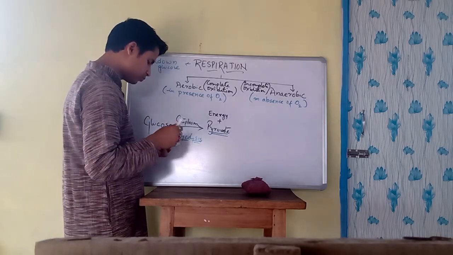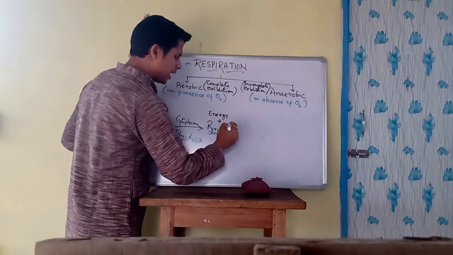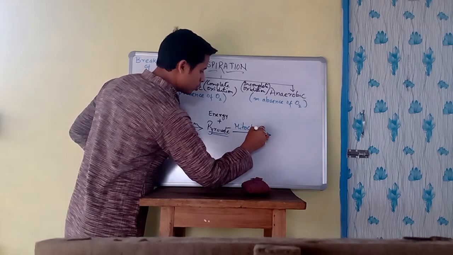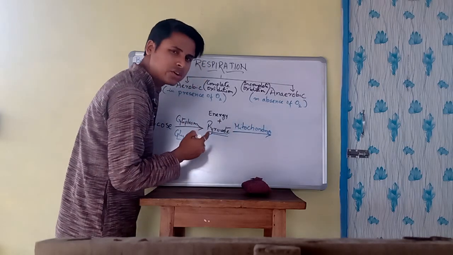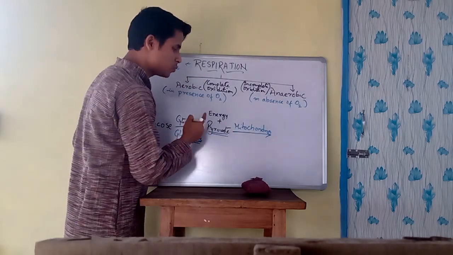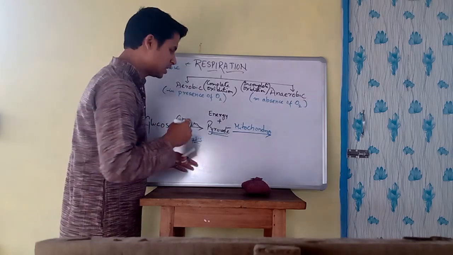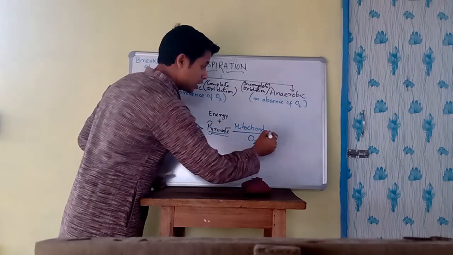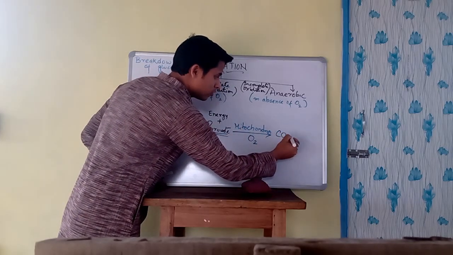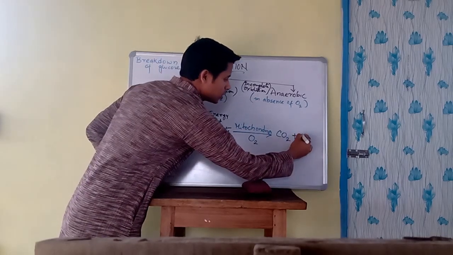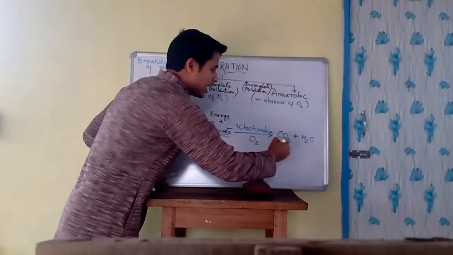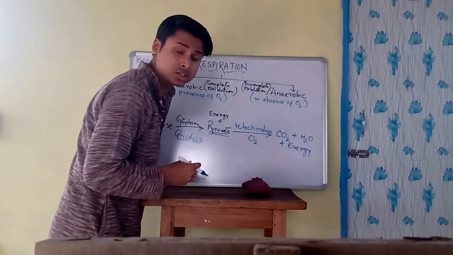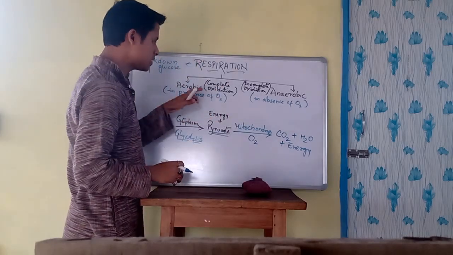In the aerobic condition, this pyruvate will enter into the mitochondria. Remember, mitochondria, the powerhouse of the cell. When this pyruvate enters the mitochondria, in the presence of oxygen it will break down completely and form carbon dioxide, and along with that it will release water and energy. And you know the currency of energy, ATP. Yes, it is released here. So this is the aerobic condition.